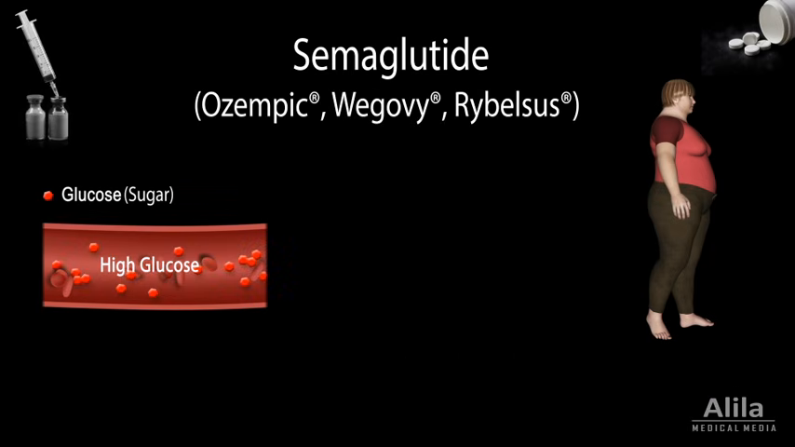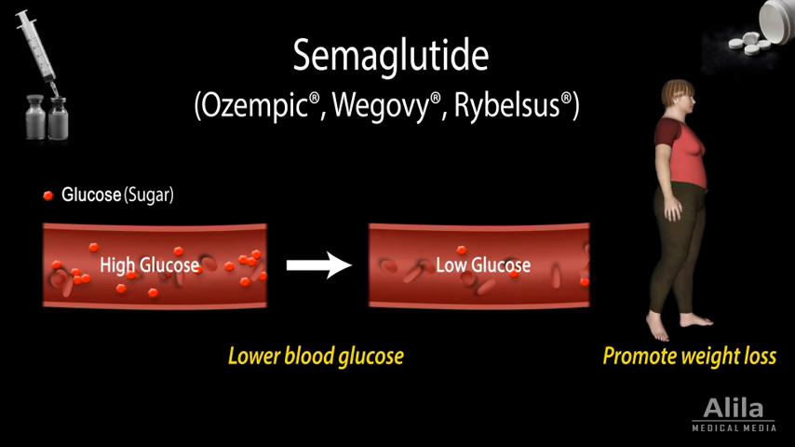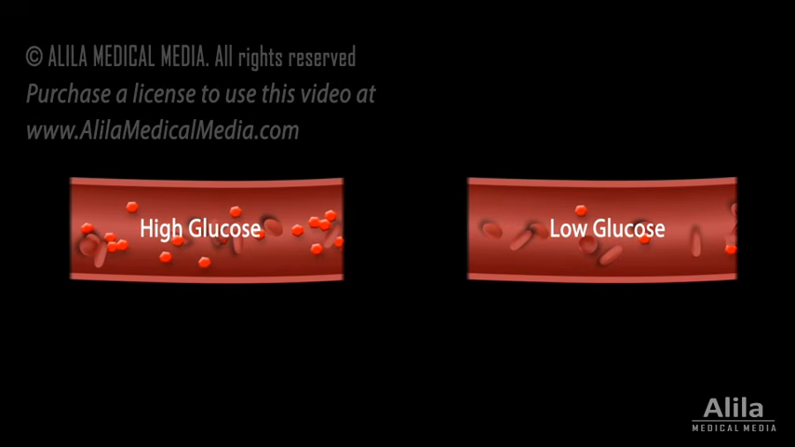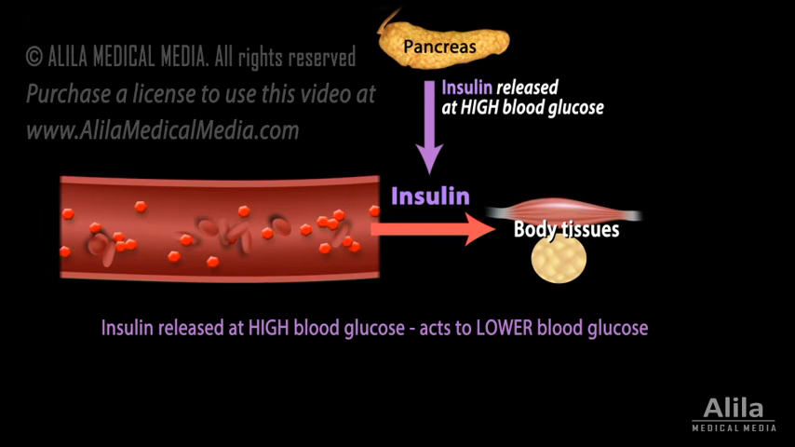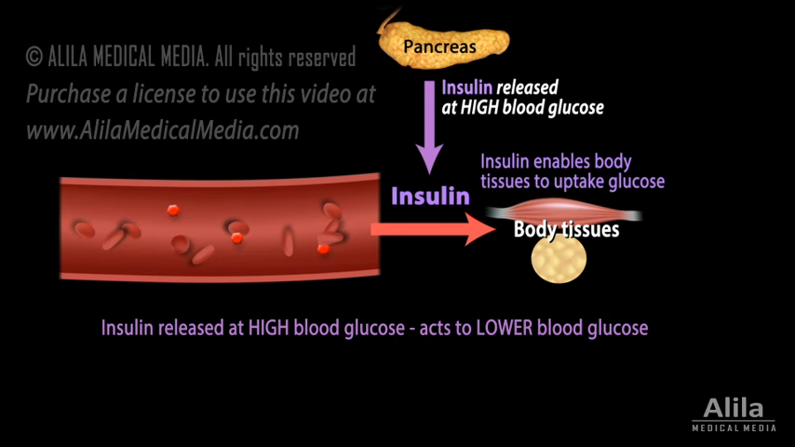Semaglutide is a medication used to lower blood glucose and promote weight loss. Blood glucose is mainly regulated by two pancreatic hormones, insulin and glucagon. Insulin is released in response to high blood glucose levels, such as after a meal. Insulin enables body tissues to uptake glucose, thus removing it from the bloodstream.